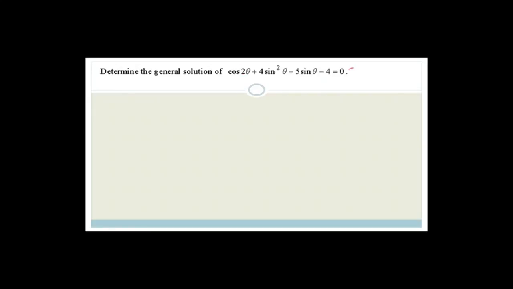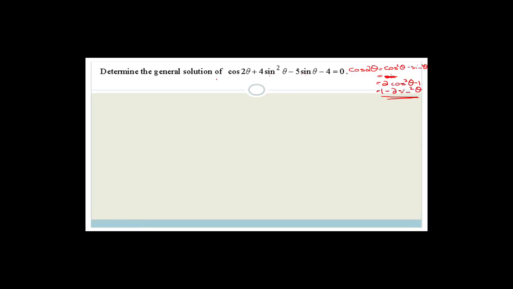Cos 2 theta, you've got three options. Cos 2 theta can either be changed to cos squared theta minus sine squared theta, or it can be changed to 2 cos squared theta minus 1, or you can take it to 1 minus 2 sine squared theta. Okay, so like I said, this is sine squared theta, this is sine theta, that's just a number. I would change the cos 2 theta to 1 minus 2 sine squared theta because in that case, it's got the same variable, your sine theta, as a variable.